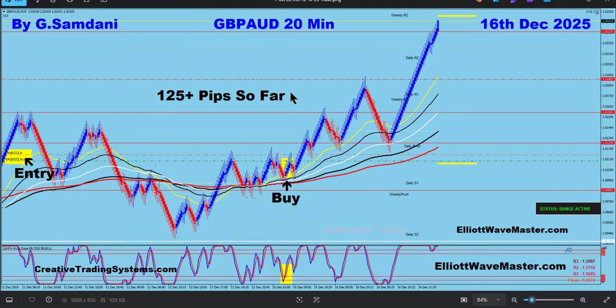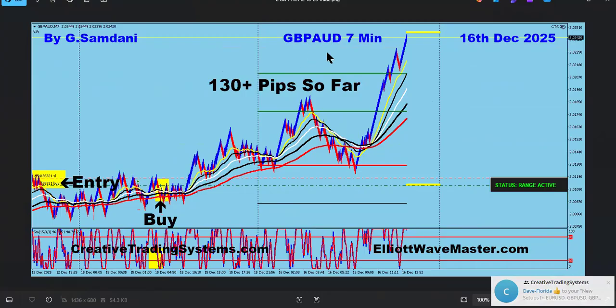16th, Tuesday, 125 pip pound Aussie going to the upside, right? And then you can see here, pound Aussie from the 7-minute chart as well. So same thing. Again, I just showed you. I have several computers, and these charts are on different computers. 20-minute charts on a different MT4 on a different computer, and then 7-minute charts are separate because if I have all these charts on one computer, it will slow down. So I have it on different computers, right? So many charts. And the benefit is that I get entry on both of them.